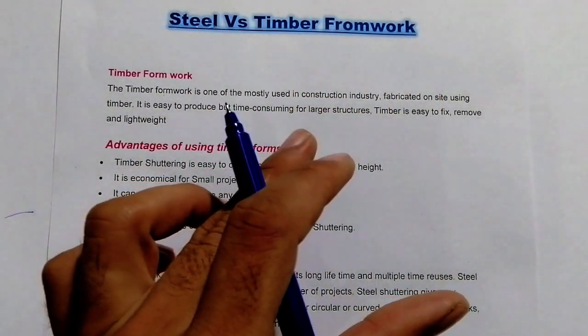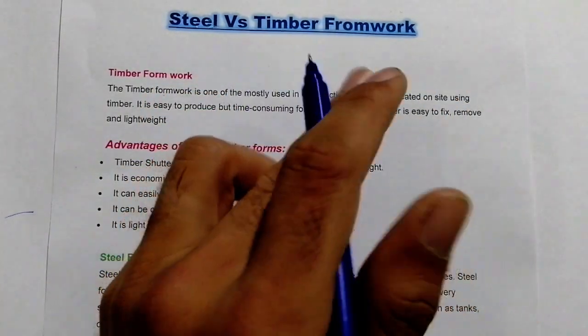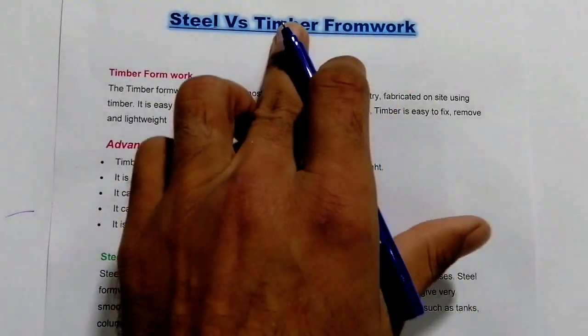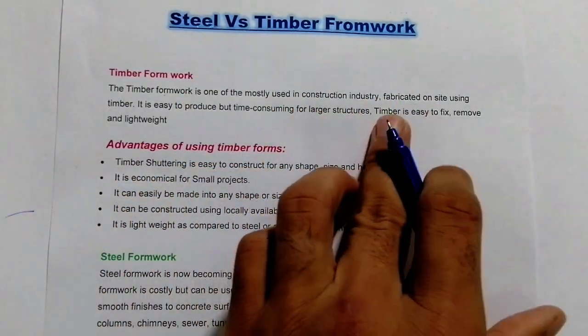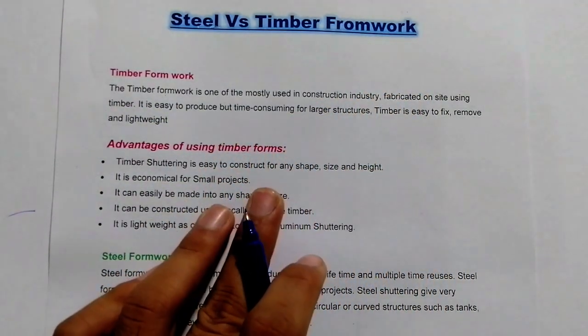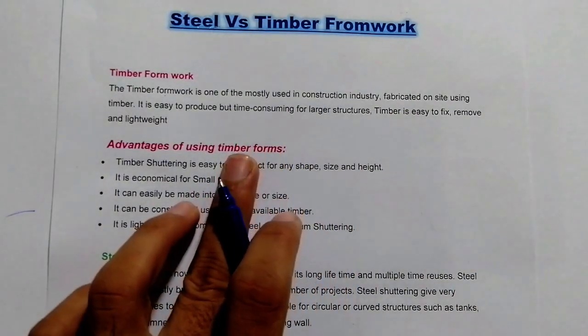for small projects because it's cheap, and you can find timber formwork everywhere. So therefore you can use the timber formwork, and it's easy to fix and remove, and it is lightweight, right? Now what are the advantages of timber formwork, wood formwork?